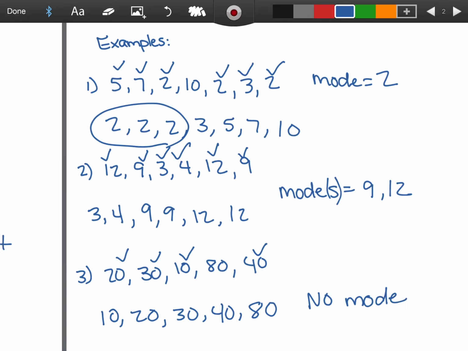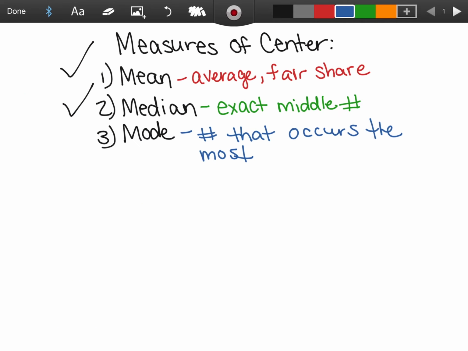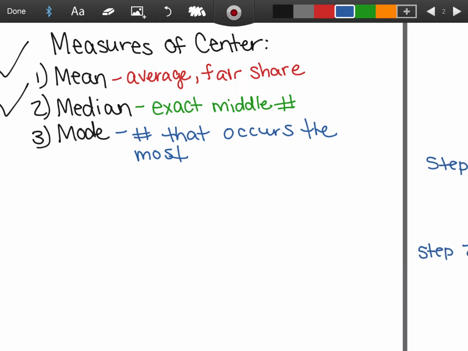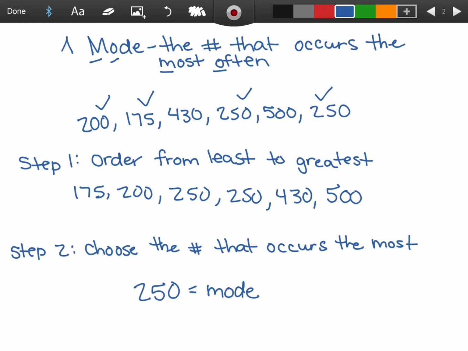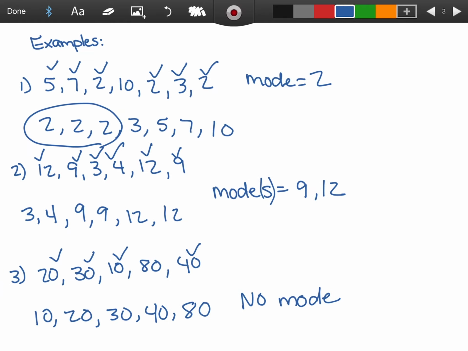So let's just do a quick review. Your 3 measures of center are mean, median, and mode. Mode is the number that occurs the most often, and you can remember that by the M and the O, most often. You're always going to order those from least to greatest, then you're going to choose the number that occurs the most. And again, you might have 1 mode, you might have more than 1, or you might have no mode at all.